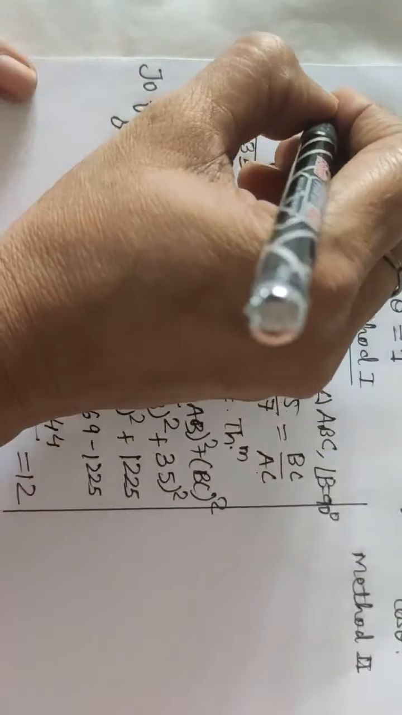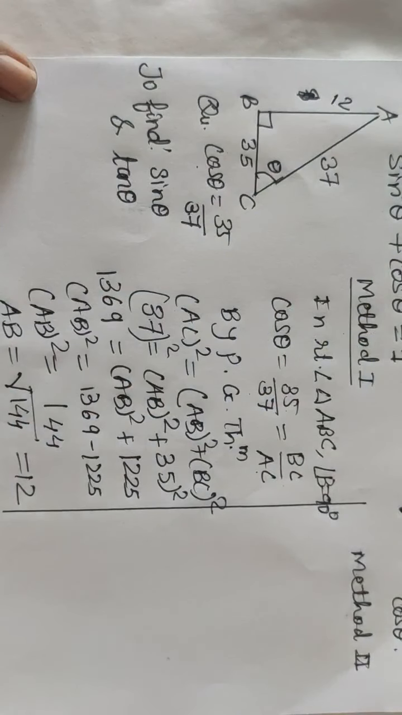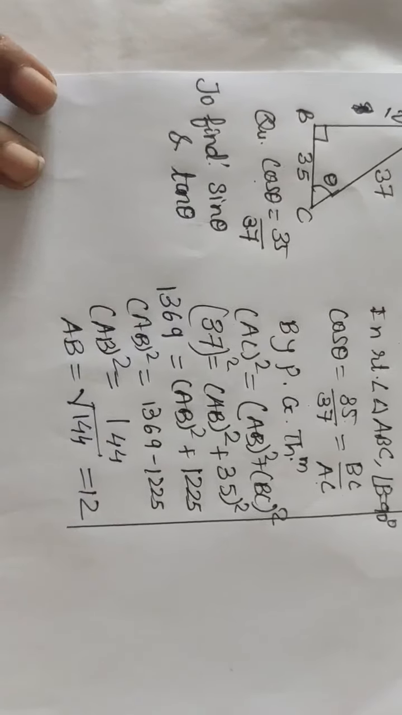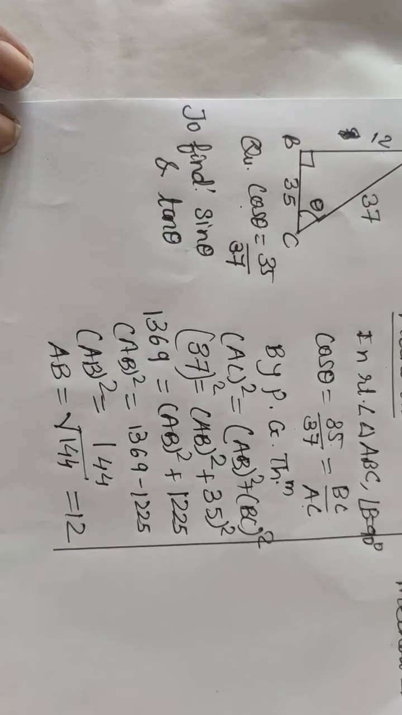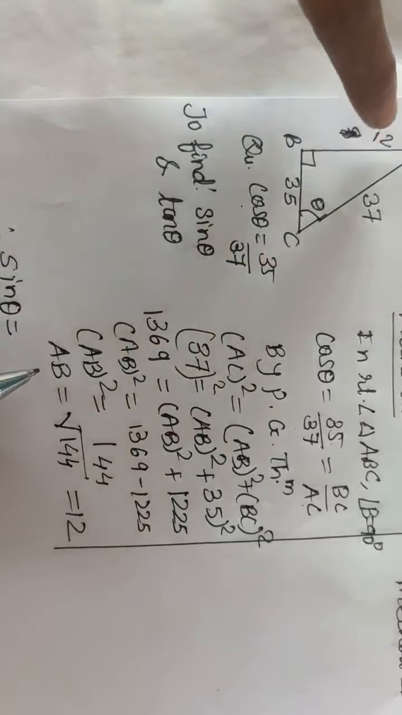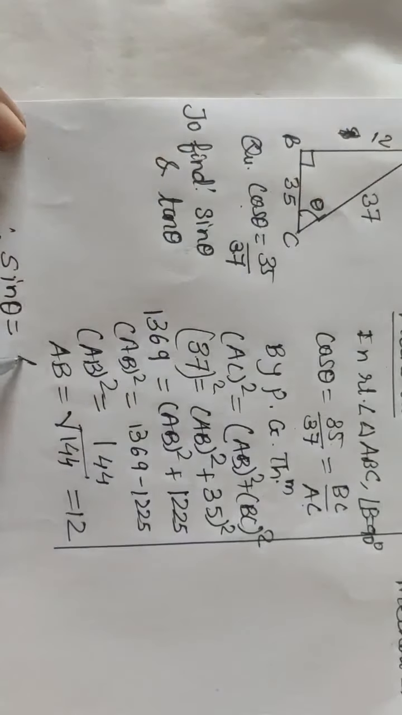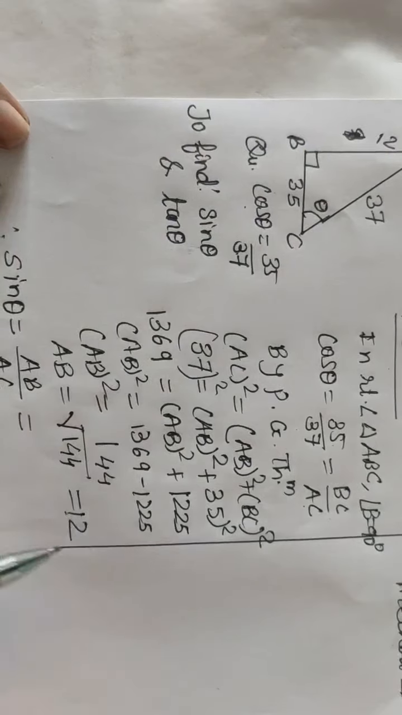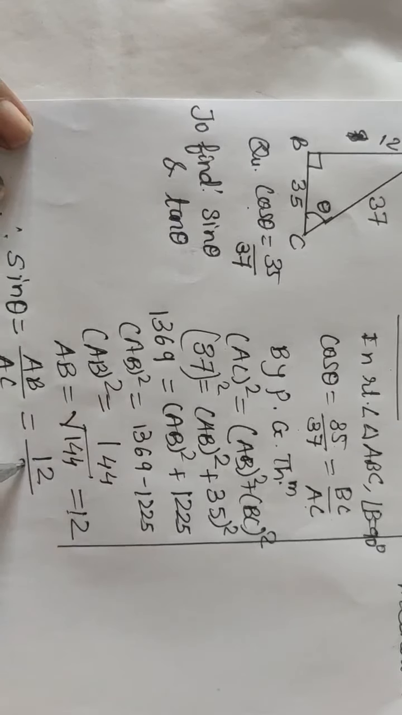Let's put here AB is 12, by using Pythagoras theorem. Now we are given cos theta, and you have to find sin theta. So children, see how to find sin theta now. What is the ratio of sin theta? Here, for theta, it is opposite by hypotenuse, that is AB by AC. So AB we just got as 12 and AC is already given, that is 37. So in this way you can find sin theta.